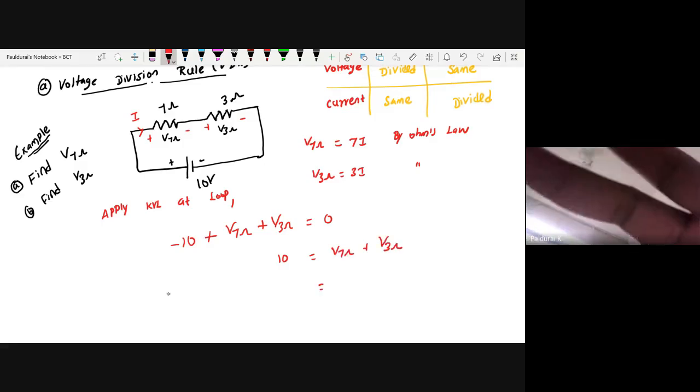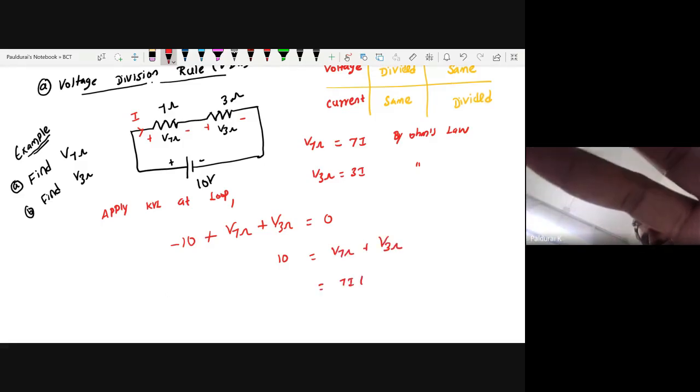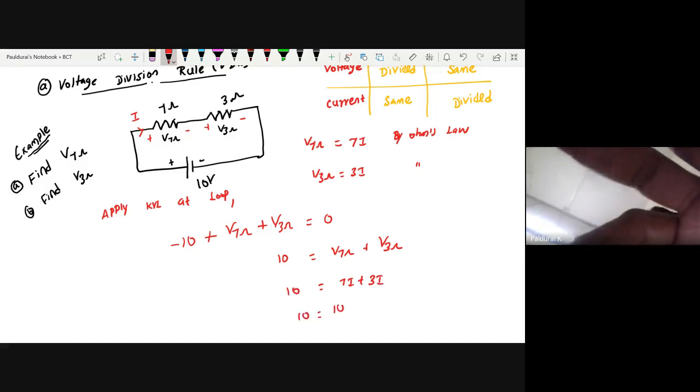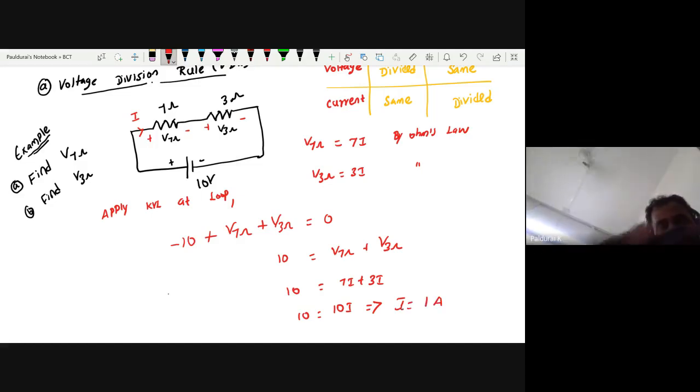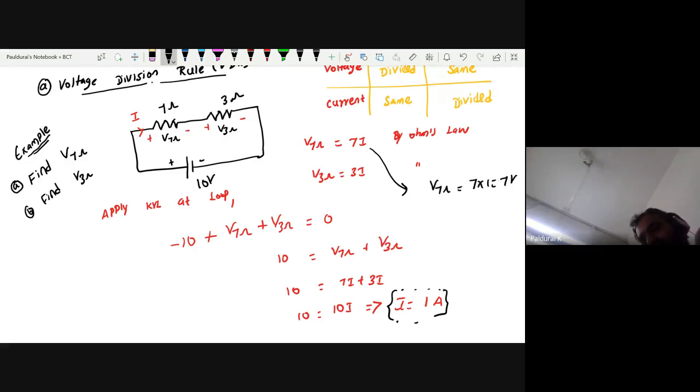What is V sub 7 ohm? That you know, right? 7I plus 3I. So this is 10. So 10 equal to 10I, which implies what is I? I equal to 1. What is the unit for I? 1 amps, right? So I equal to 1 amps. If I equal to 1 amps, so therefore what is V sub 7 ohm, which is equal to 7 times 1, which is equal to 7 volt, and V sub 3, which is equal to 3 times 1, which is equal to 3 volt.